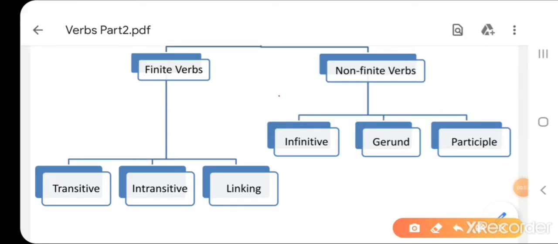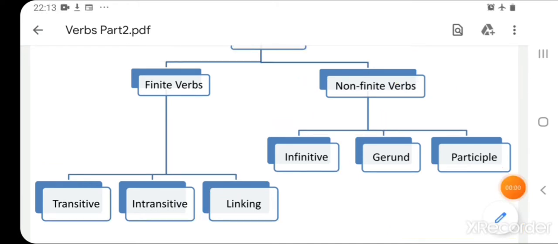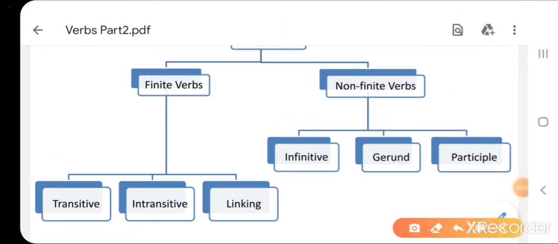In the last video, we have learned transitive verbs, intransitive verbs, and main verbs, auxiliary, static, dynamic, regular, and irregular verbs. Today in this video, we are going to learn linking verbs, infinitive, gerund, and participle. That means all these non-finite verbs and linking from finite verbs. Today our main focus is going to be on non-finite verbs.